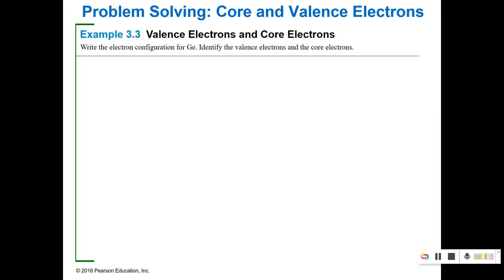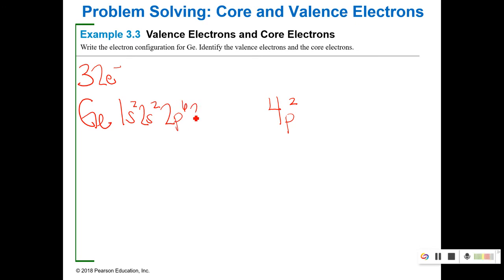So here, write the electron configuration for germanium, which is element number 32, and then identify valence and core. So that is in the p block. It is on row 4, and it is 2n. So we go 1s2, 2s2, 2p6, 3s2, 3p6, 4s2.